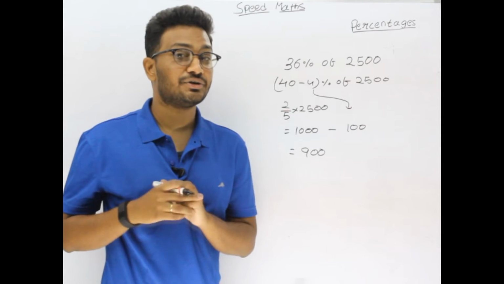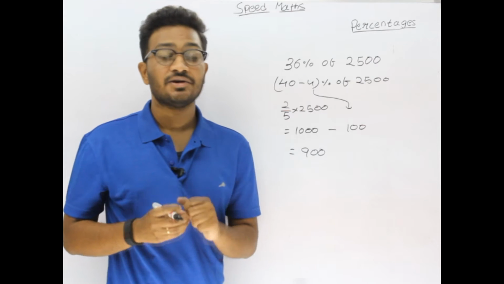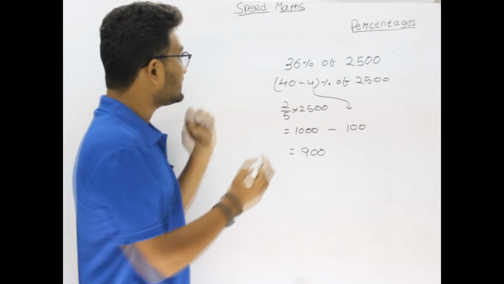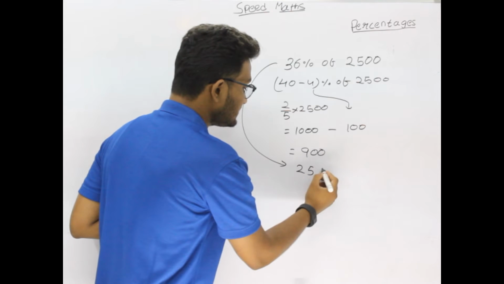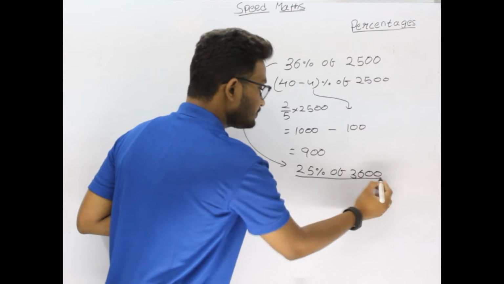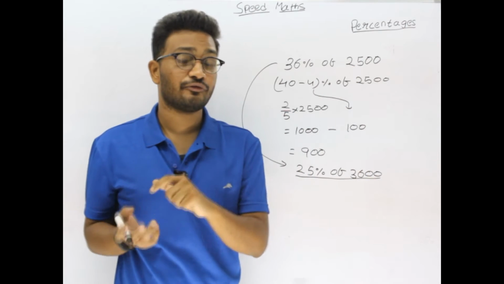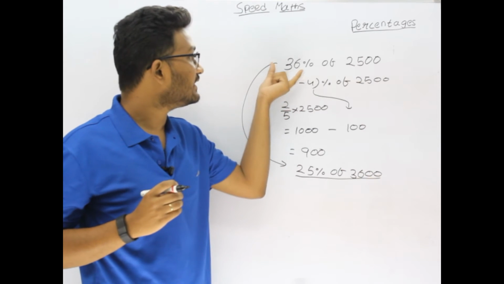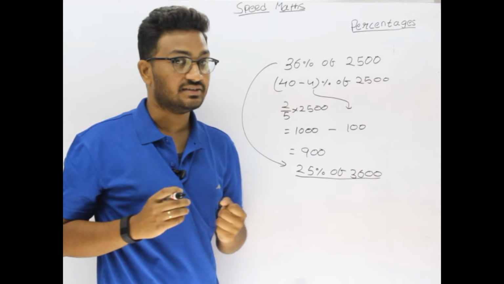What if I say we can do it even faster, without putting pen and paper, by using a simple method known as percentage to number conversion and number to percentage conversion? This statement can be converted as 25% of 3600. Why? Because if you see this number, it has 25 in it, and we all know the 25% fractional equivalent. So we are converting this 36% of 2500 as 25% of 3600.